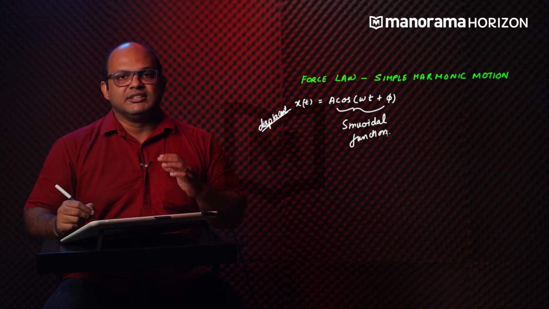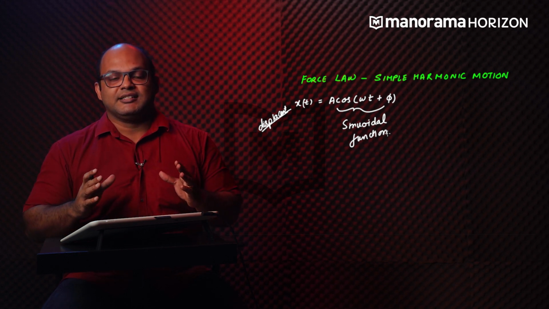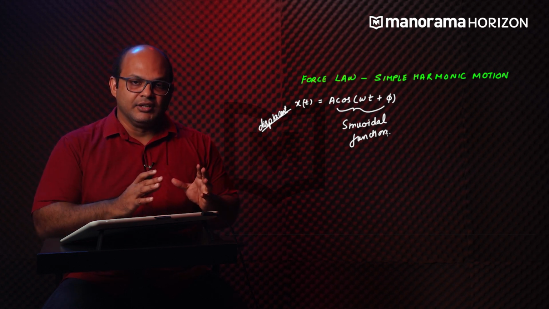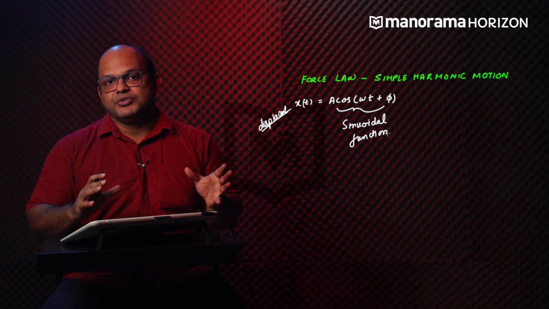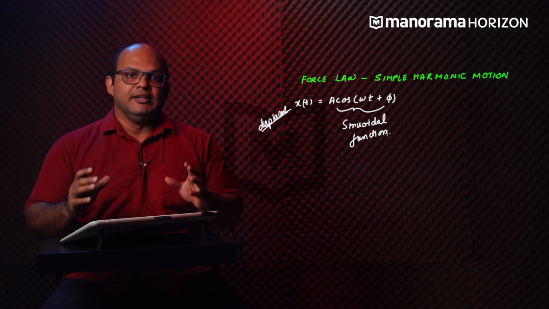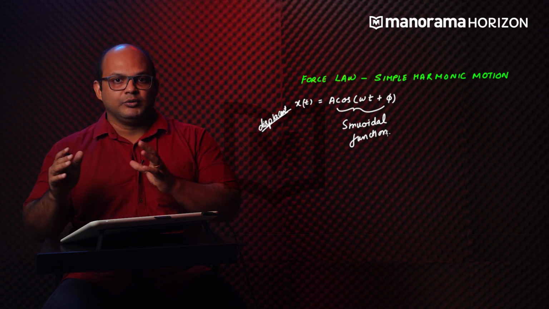Now, based on this definition, we can derive a force law, so we can understand how the force varies during a simple harmonic motion as the force acts on the object. So how do we do this? We will use some basic definitions that we have already done earlier to get to this point.